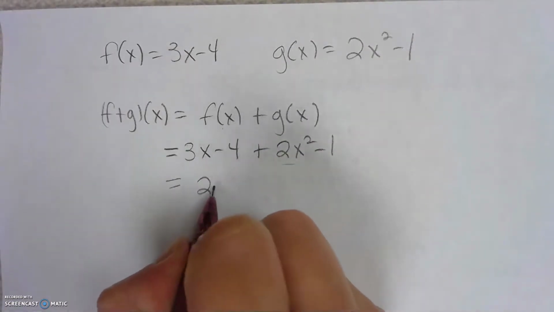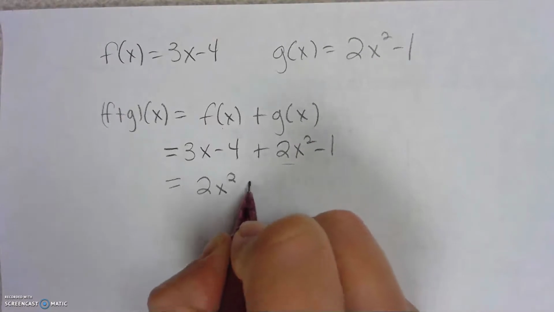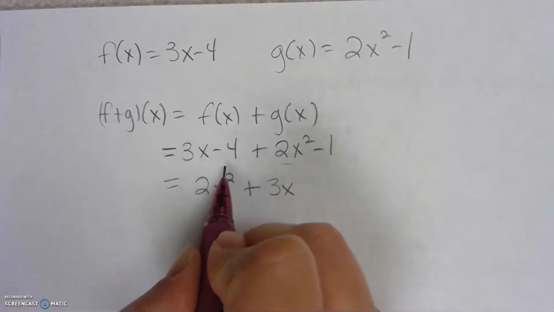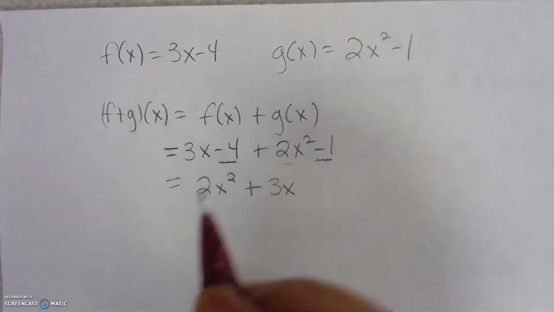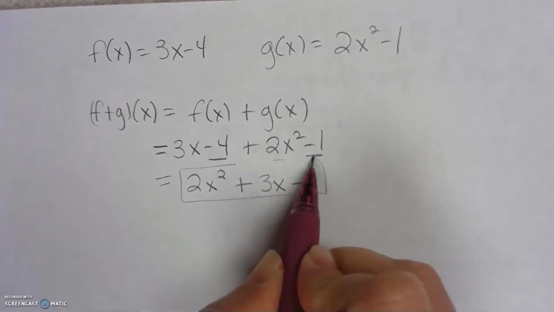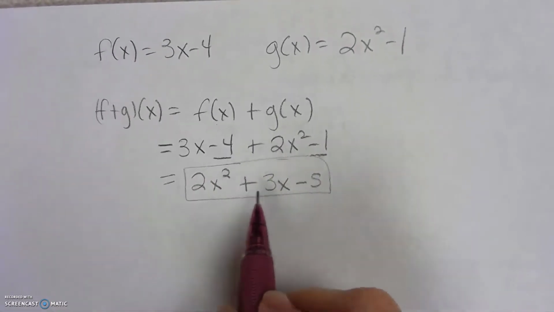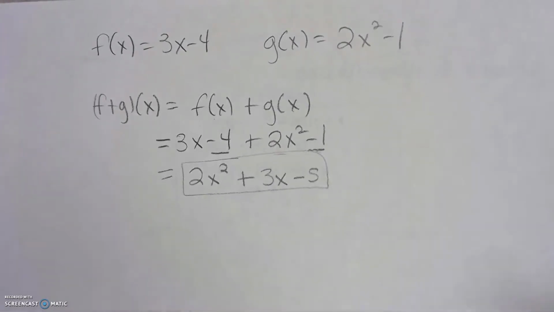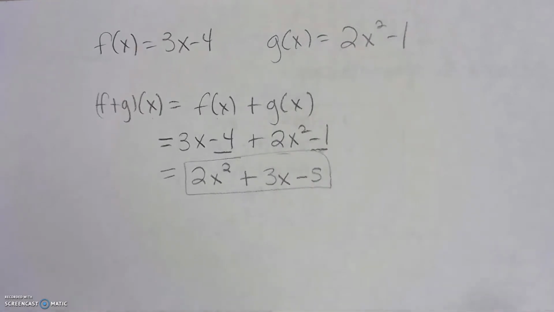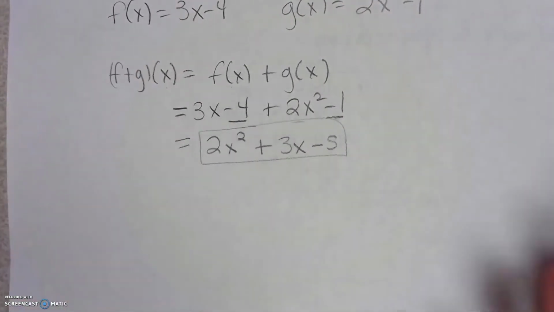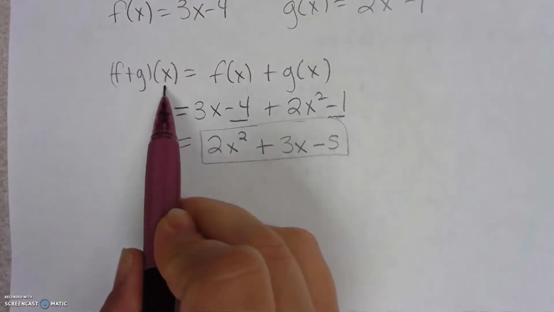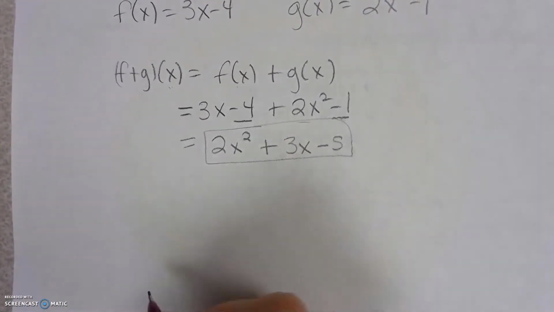Alright, I have one x squared term, I'm going to bring it down. I have one x term, I'm going to bring it down. Then I have a negative 4 and a negative 1. I can put those together to get negative 5. So when I add f and g together, I get this new function, 2x squared plus 3x minus 5. There's no number to insert in there, so I shouldn't be getting a number out. Unless everything in my functions cancel out, then I may be left with a number. Otherwise, if you're not putting a number in, you should not be getting a number out.